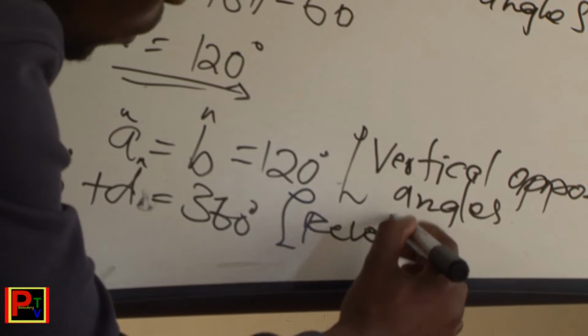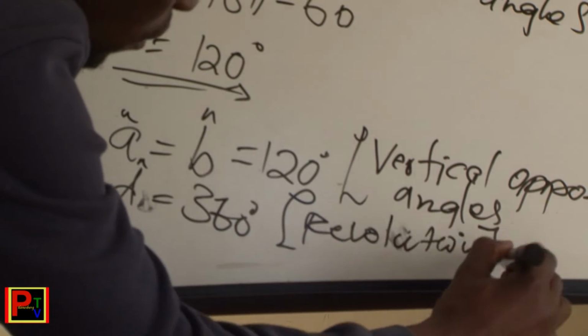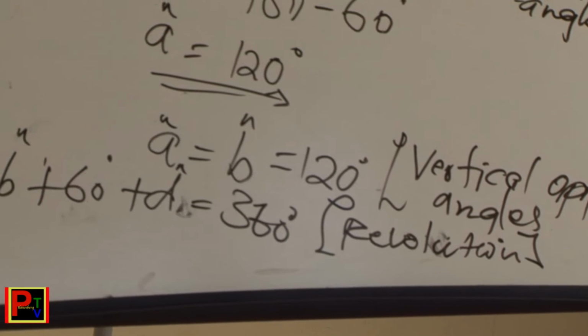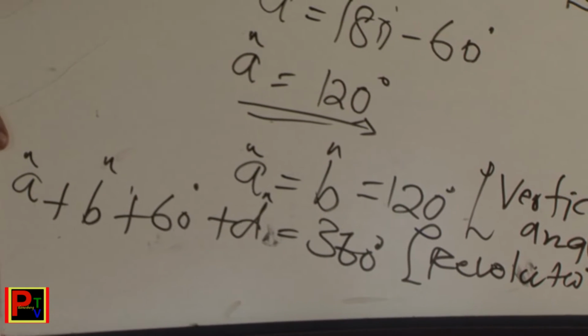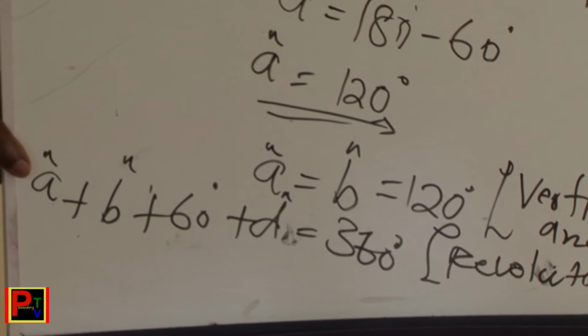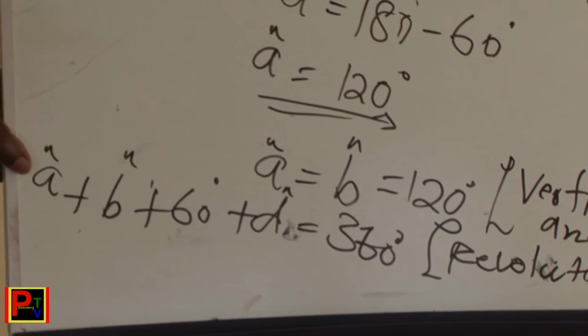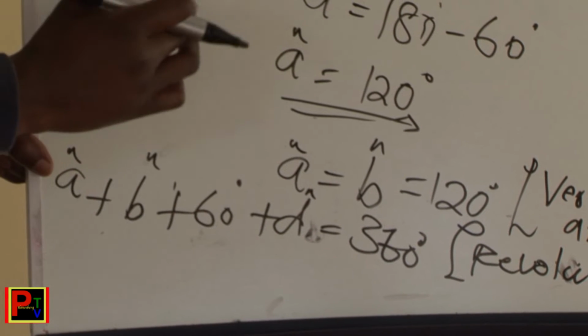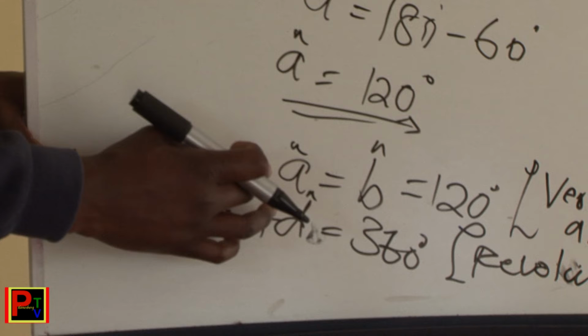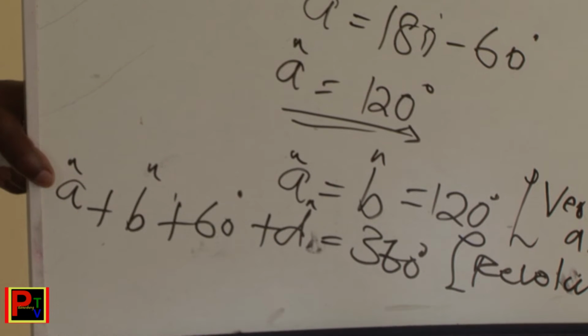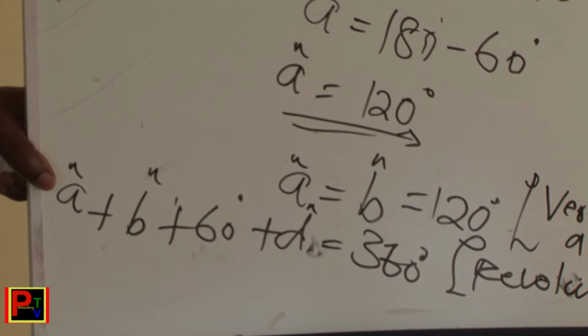Revolution. Angles around a point. Now, do we have A? Yes, we have. It's 180. Then substitute it there. Do we have angle B? No, we don't. But yes, we managed to get it. What about angle D? We don't have angle D. So we are only looking for angle D.